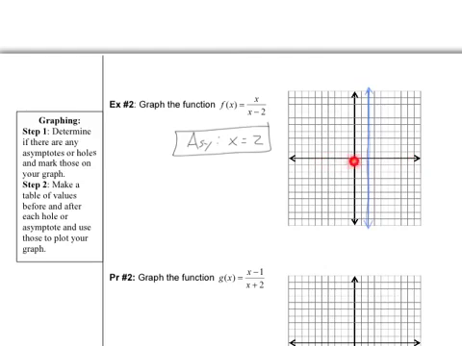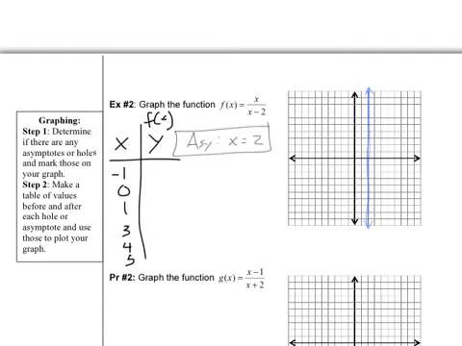So we want a t-chart that's before and after 2. So x, y, or you could say f of x. And we want a few numbers before 2, so like -1, 0, and 1. A few numbers after 2, like 3, 4, 5.